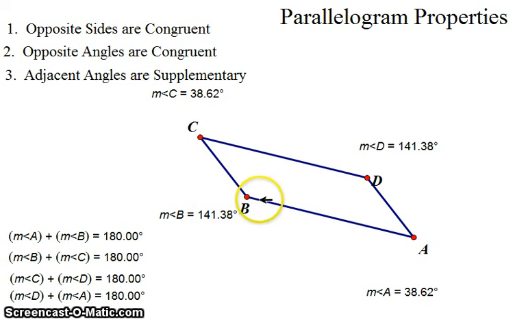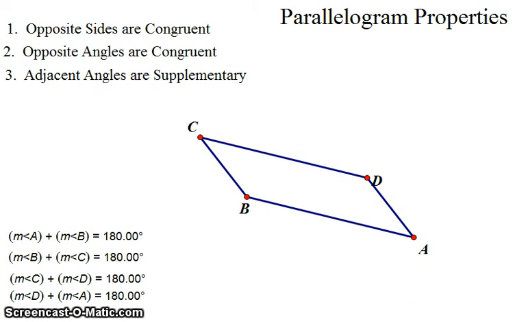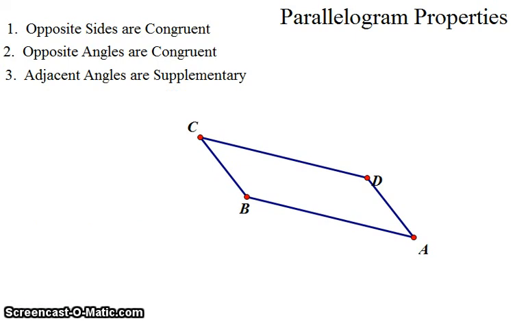And adjacent angles are angles that share a common side. As you can see, angle B and angle C share side BC, so they're adjacent, and they sum up to 180. So far we've looked at three properties of parallelograms, looking at their sides and their angles. Now let's take a look at the diagonals of a parallelogram.